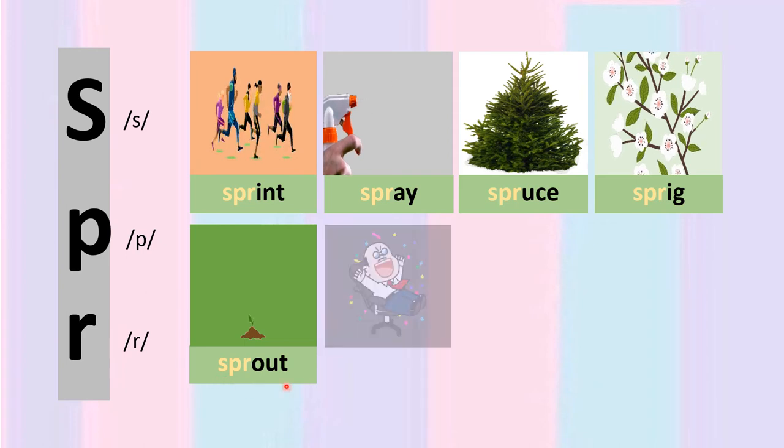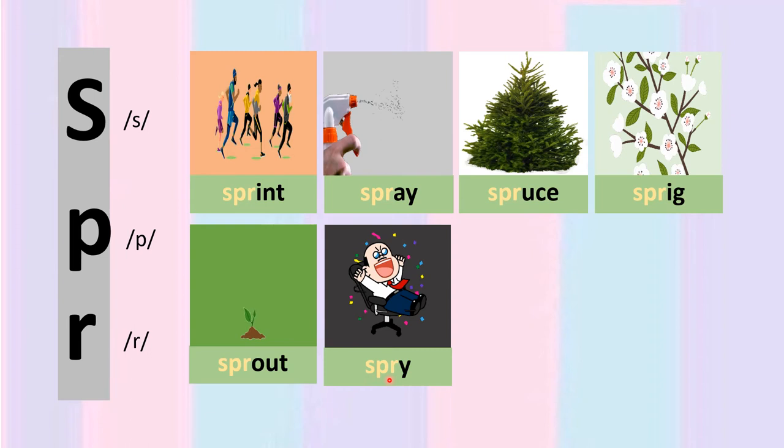Sprint. Again, sprint. Next word. Spray. Spray. Next word we have spruce. Spruce. Next word we have sprig. Sprig. Next word we have sprout. Sprout. Next word we have spry.